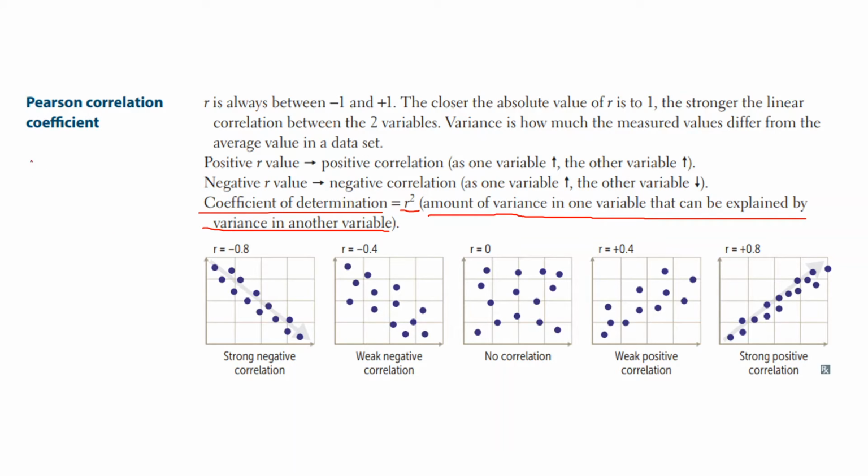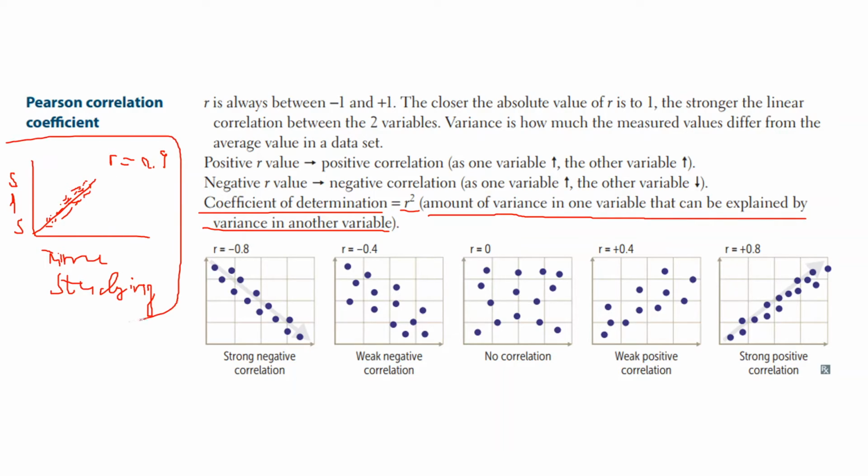So let's say, for example, we have a graph, and let's say this was step 1 score, S1S, step 1 score, and here was amount of time studying, and let's say for all intents and purposes that the correlation was 90%. So R was 0.9, so R equals 0.9.